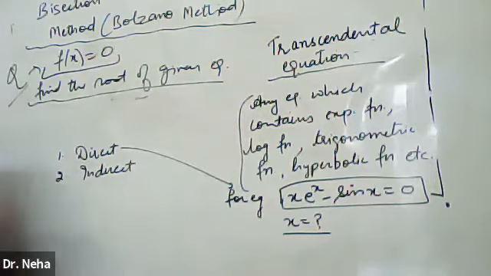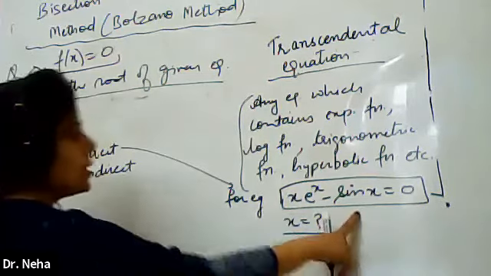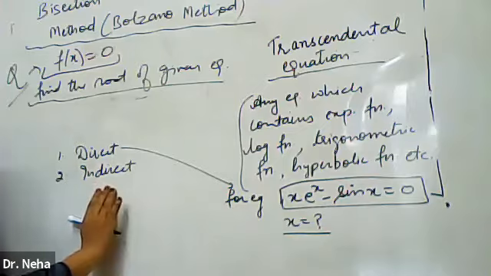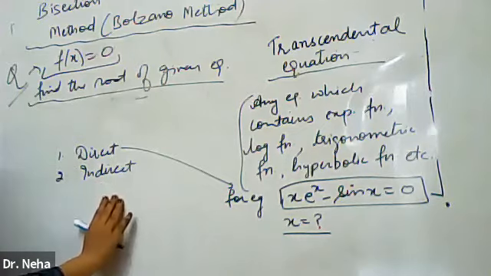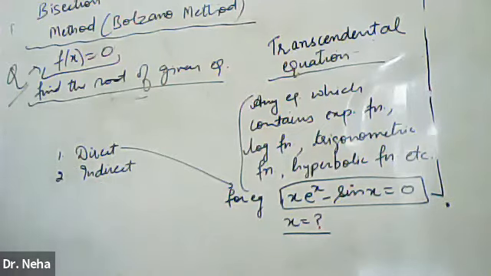But we cannot find such type of equations by using indirect method. Clear? I hope it is clear to everyone. If there is any doubt, you may ask.